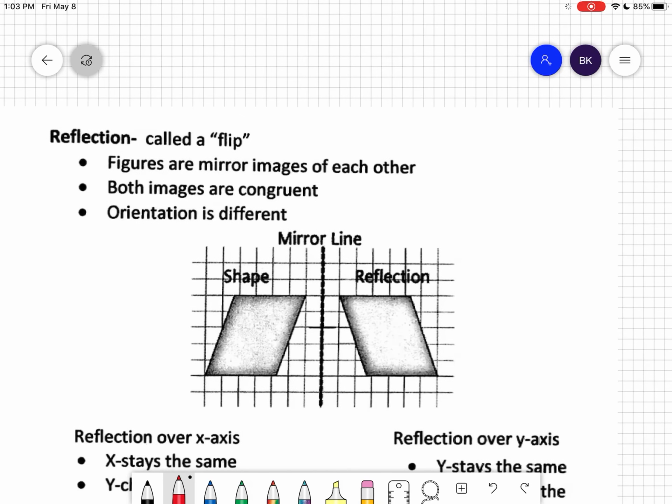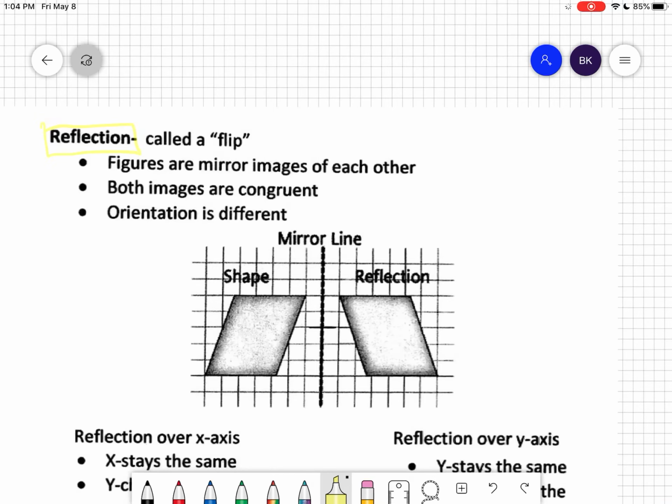And now we're going to talk about reflections. Now, ladies and gentlemen, reflection is called a flip. Okay, think of it as a mirror image. When you're looking at yourself, you see your reflection, right? And you don't see yourself facing away, right? You see your face. So your face was flipped over the mirror line, and that's why you see your reflection.